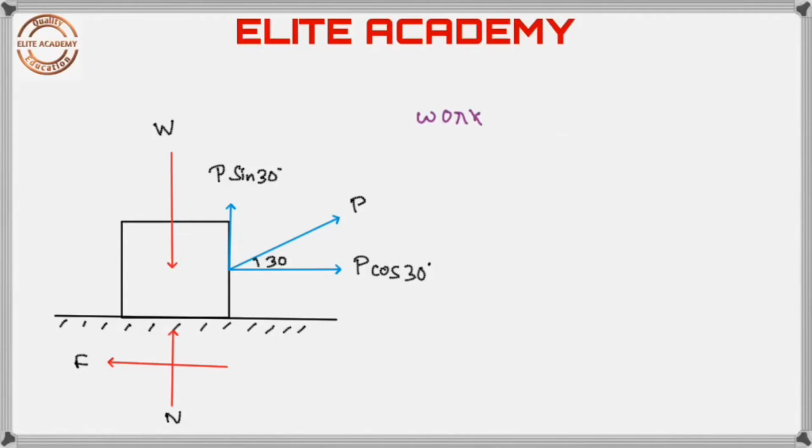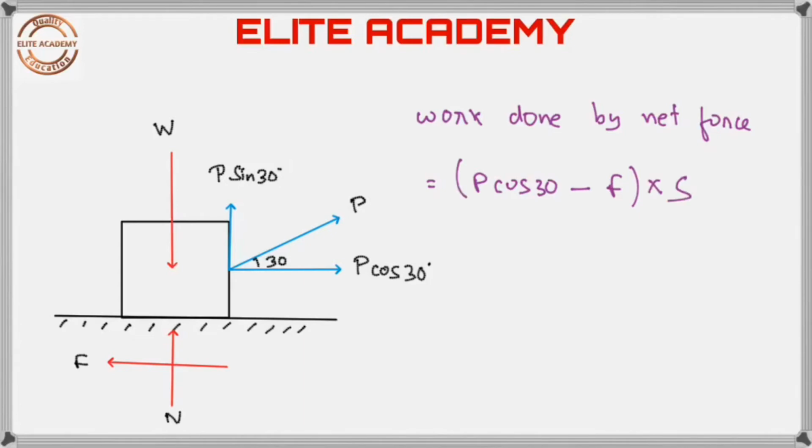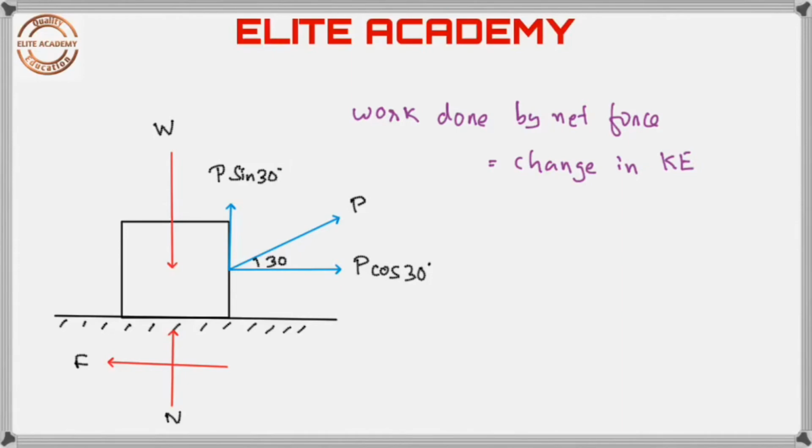Let us find work done by the net force. Here net force is P cos 30 minus F. Therefore, P cos 30 minus F into displacement. S is displacement. So, 1000 cos 30 minus 400 whole into 30 meters. So, work done by net force is equal to, we get 13,980 joules.